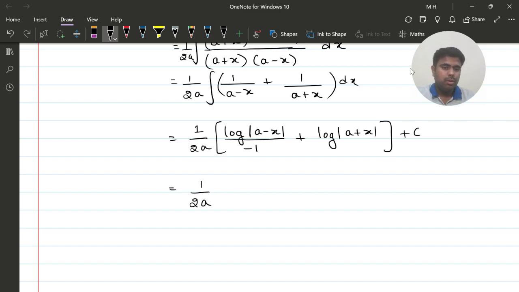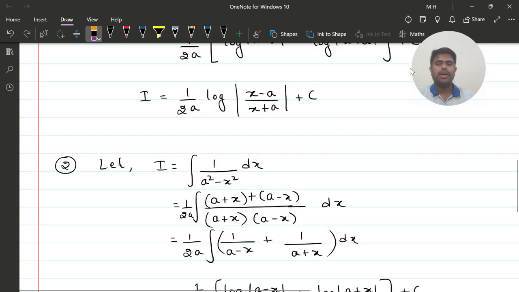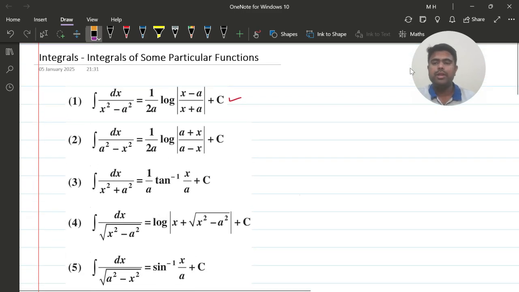So here there will be a minus, because of the minus 1, so this will be minus here, so therefore it is in the form of log a minus log b, right? So what will this be? It is log mod a by b. What is a by b? A plus x divided by a minus x plus c. So therefore this is going to be the integral I, right? So I think this is what they had asked us to prove, and we have proven it.